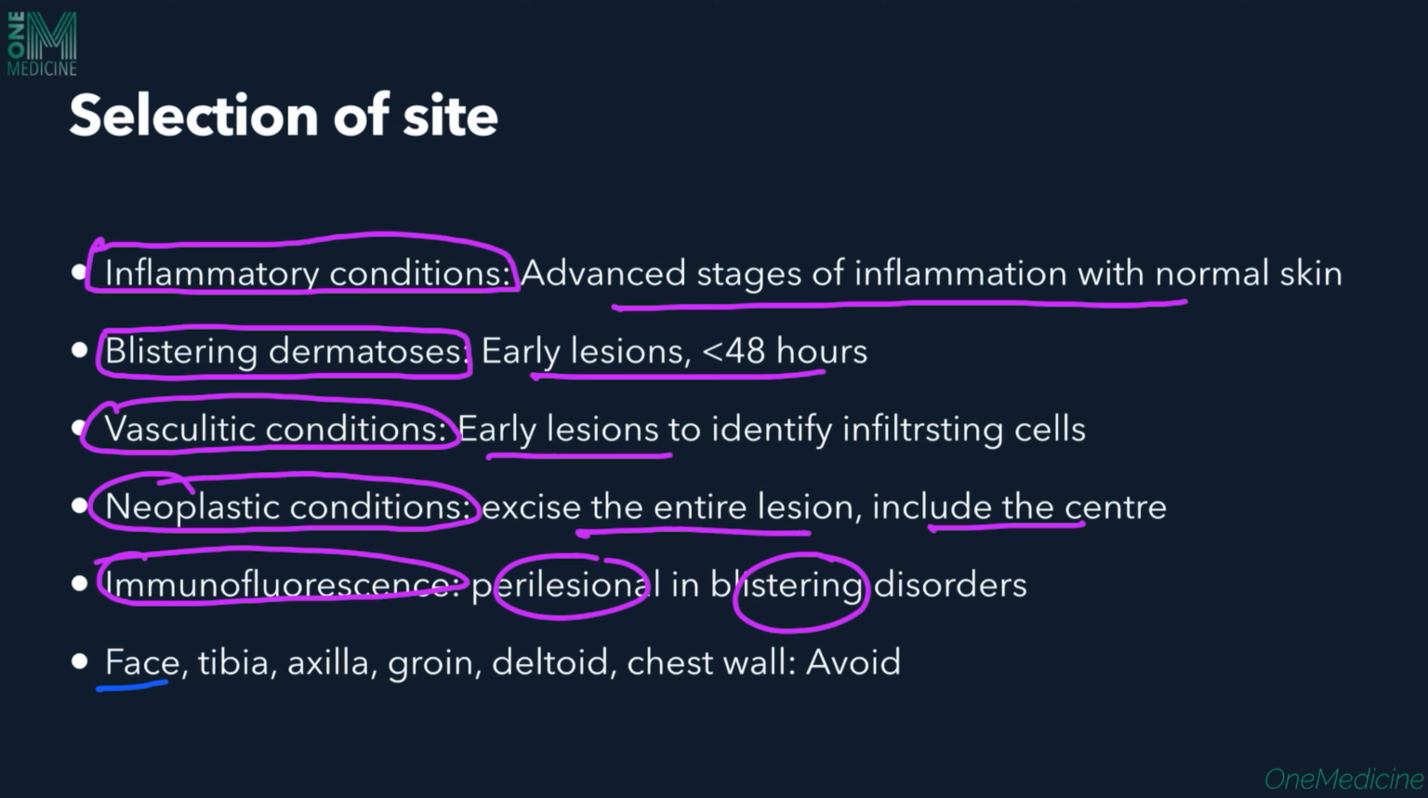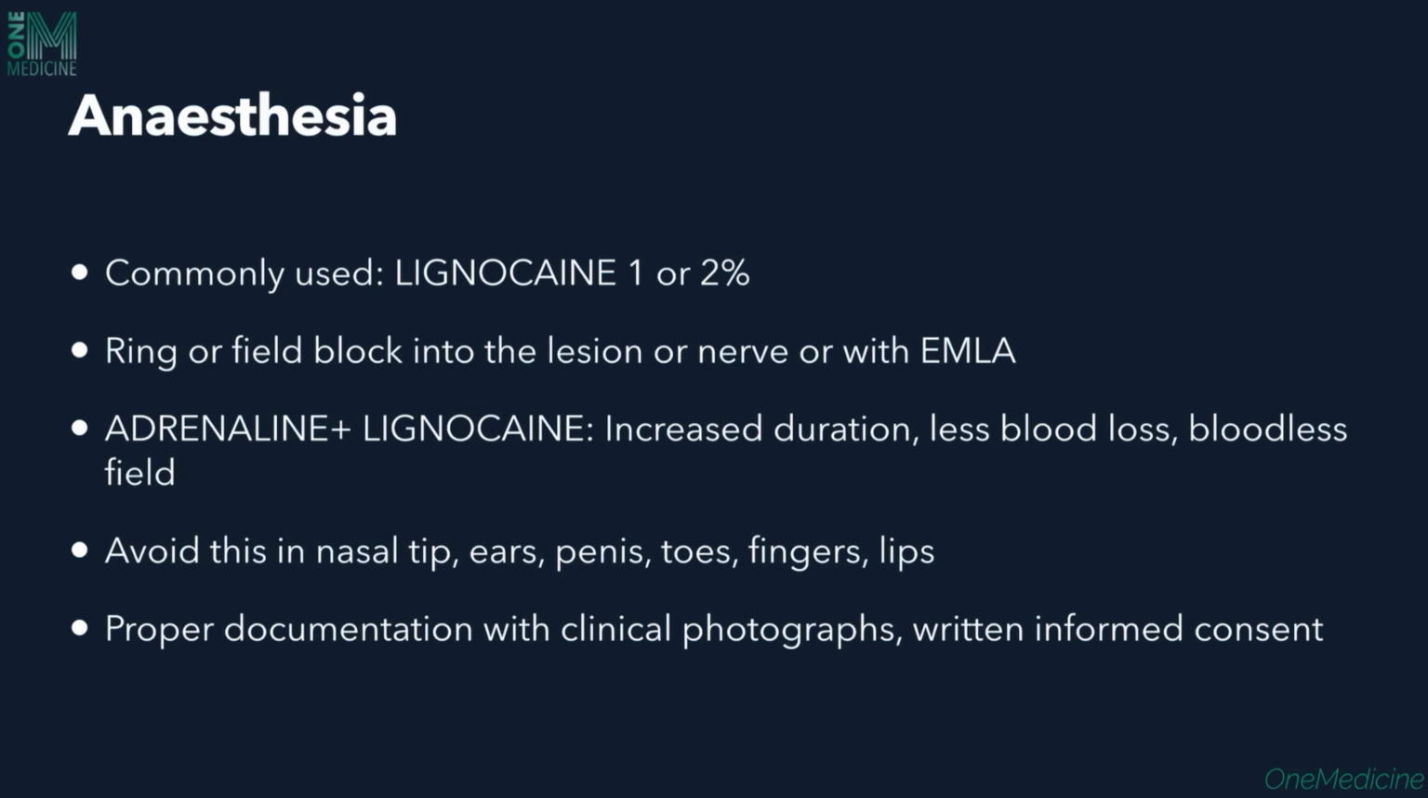The face, tibia, axilla, groin, deltoid area, and chest wall are usually avoided for taking the biopsy. The chest wall and deltoid are more prone to keloid formation. Healing would be difficult in the groin and axilla. The tibia again would be difficult, and the face is an important cosmetic site. That's why they are avoided.